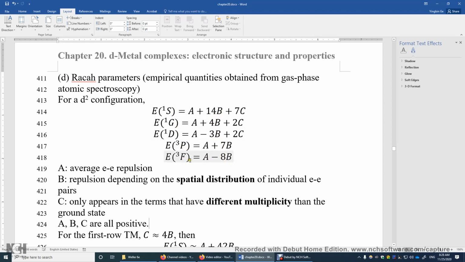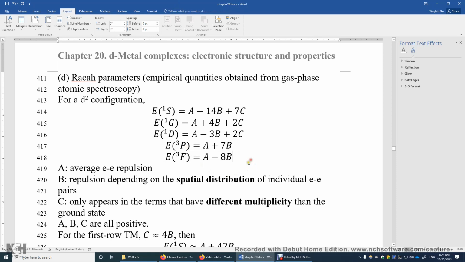These two have the same spin multiplicity. And 3F has lower energy than 3P because the quantum number L of 3F is greater than that of 3P. So L equals 3 here, L equals 1 here. All right, so that's why this is the ground term.